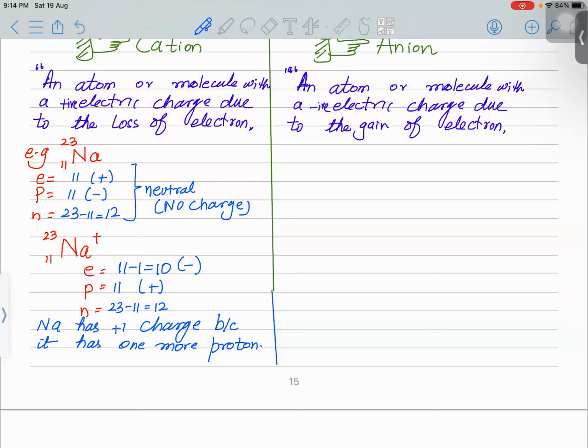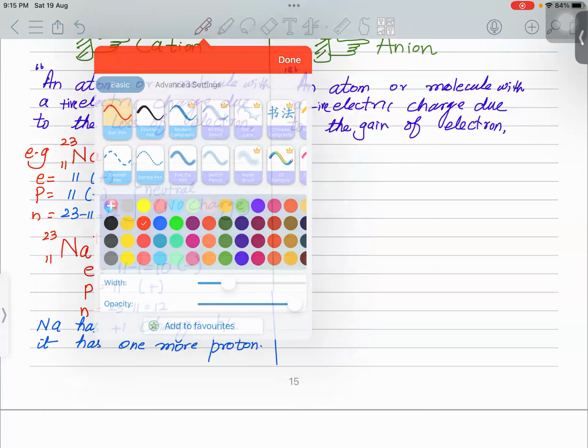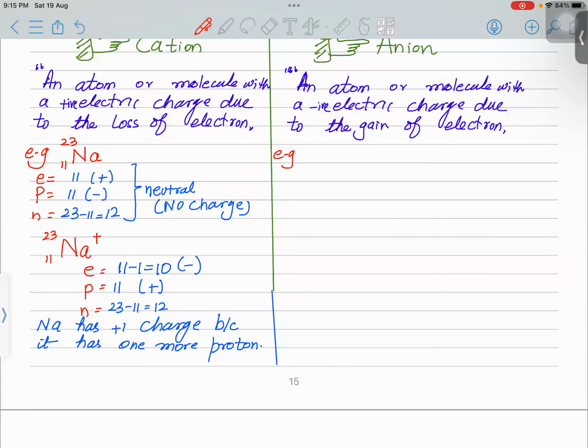Now, next example is chlorine, 35, 17. Can you tell me electron, proton, and neutron? Sir, electrons is 17, protons is also 17, and neutrons is 18.